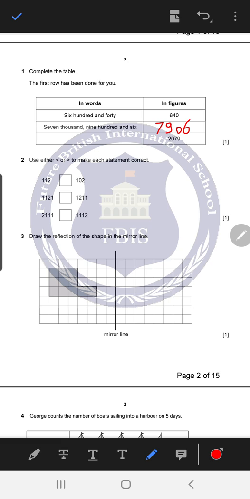Question number 1, how to write this number. It's 2,000 and 79.